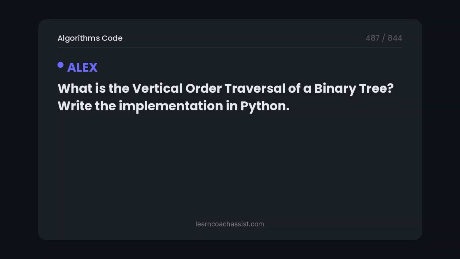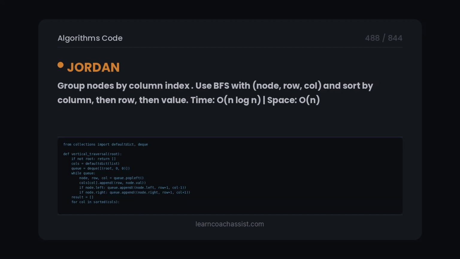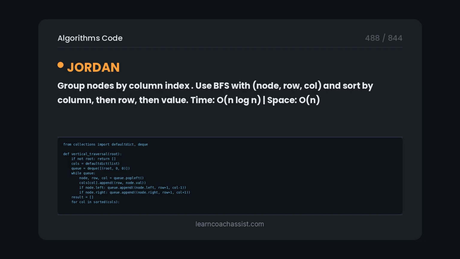What is the vertical order traversal of a binary tree? Write the implementation in Python. Group nodes by column index. Use BFS with node, row, col, and sort by column, then row, then value. Time O(n log n), space O(n).